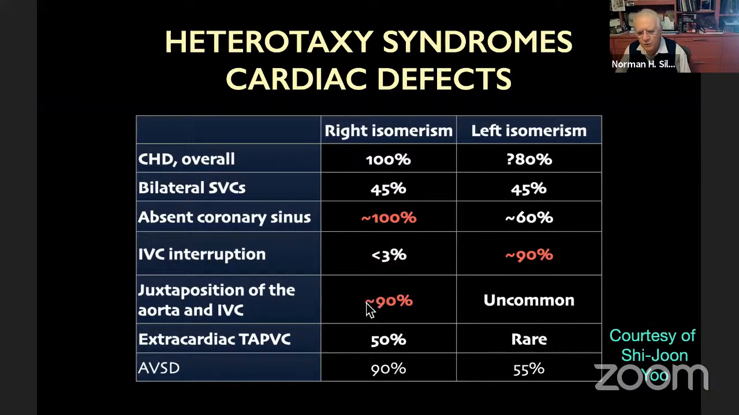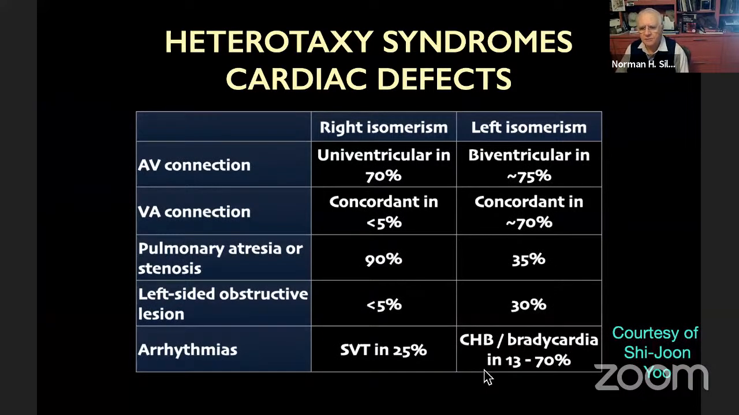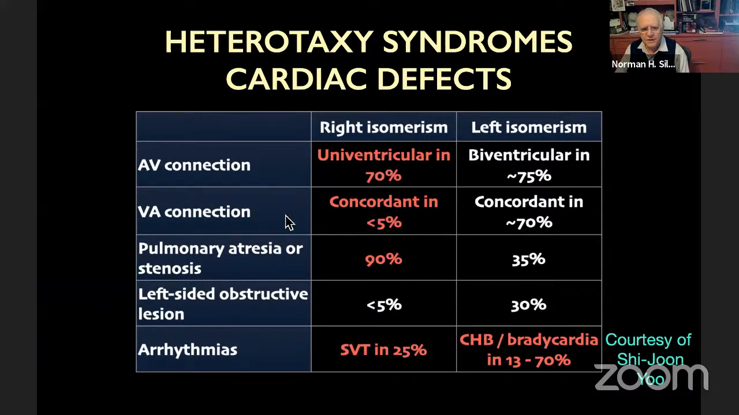Juxtaposition of the inferior vena cava and the aorta is very common in right isomerism, but uncommon in left isomerism. Extracardiac total anomalous pulmonary venous return, if you see this, always chase right isomerism. An AV septal defect is in 90% and 55%. So, of course, this tells you you may be dealing with isomerism, but doesn't help you distinguish. Univentricular and biventricular atrioventricular connections with right isomerism are much more common. VA connection is concordant in only 5% of patients in right and 70% in left isomerism. Pulmonary atresia is much more common in right isomerism, and left-sided obstructive disease is much more common in left isomerism, and right-sided obstructive disease, not shown over here, is more common in right isomerism.